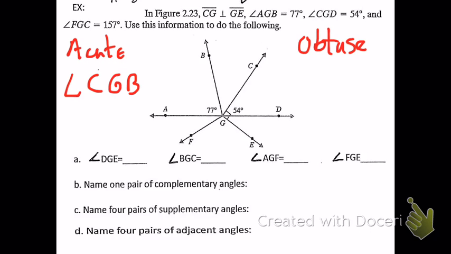Okay, somebody name an obtuse angle. Yeah, go ahead. Angle FGC. FGC, yes, that's definitely obtuse, more than 90. Angle FGC. Okay, everybody got the idea? Okay.